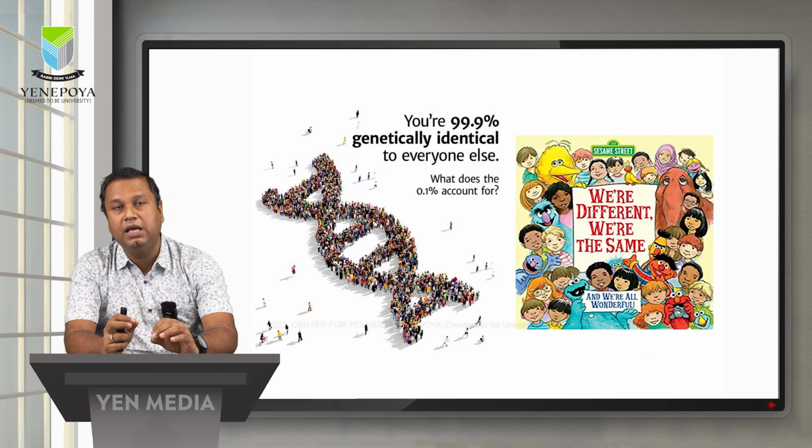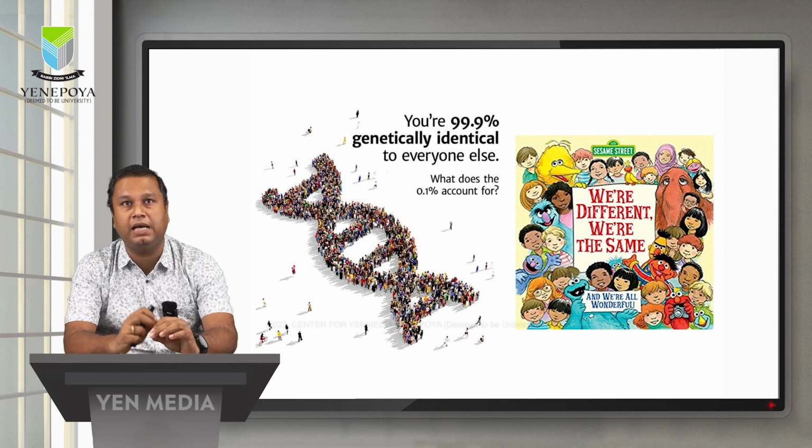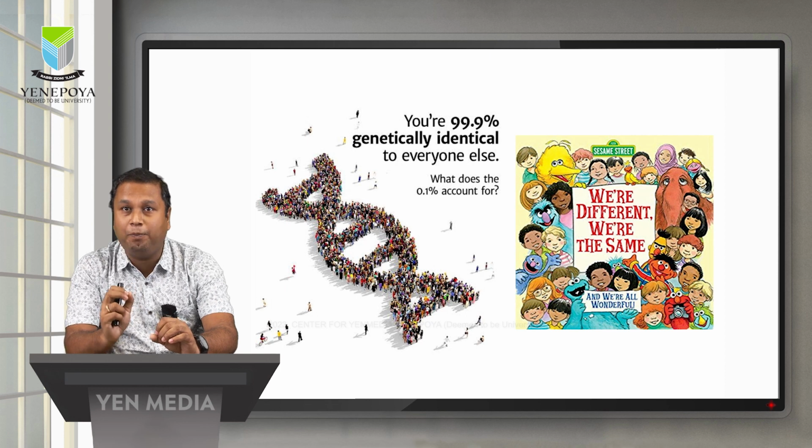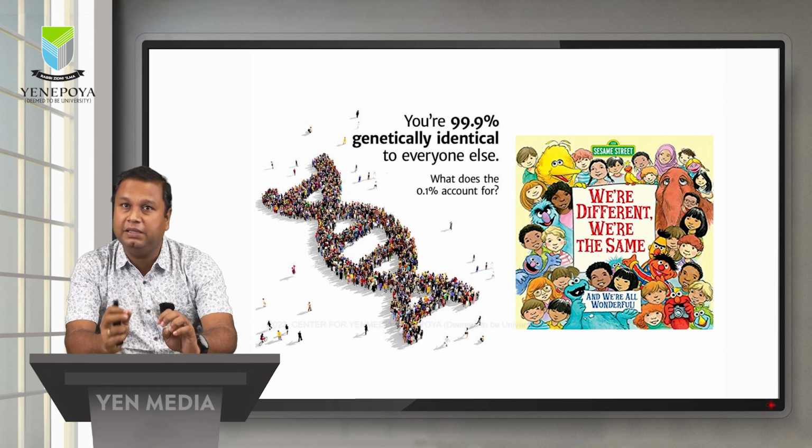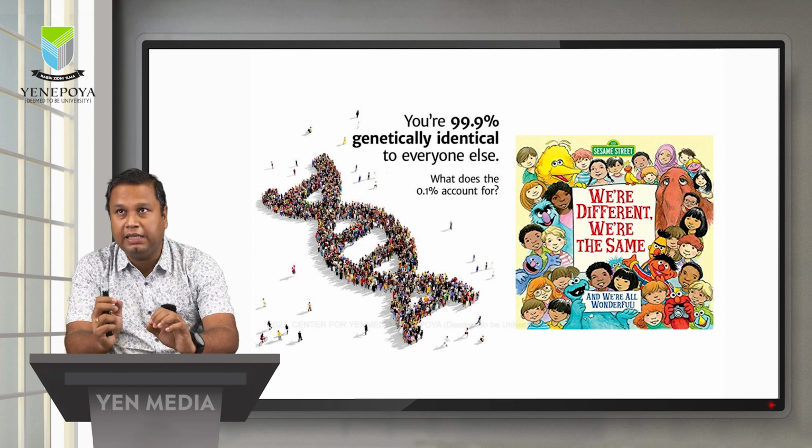To be precise, all humans are almost 99.9% identical, and only 0.1% differences are there that make us unique. That's why we are basically different but the same, we are same but different. That difference is basically that 0.1%.